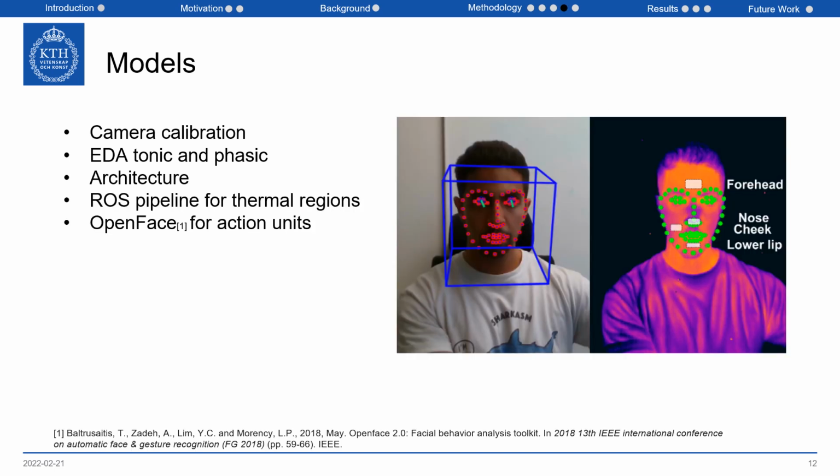OpenFace was used to extract the landmarks on the facial data, and then correlated with the thermal data to determine the regions due to the landmarks. In addition, each event during the robot interaction was automatically logged through ROS.